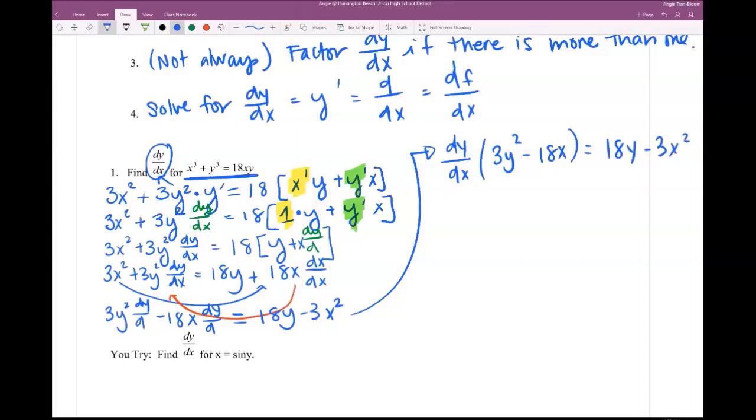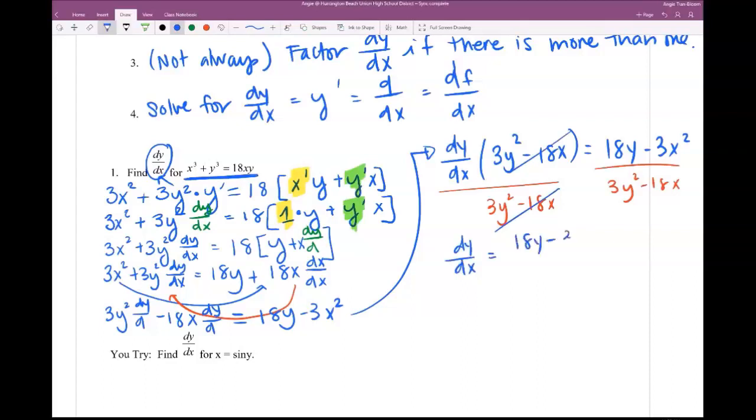Then we are trying to find the derivative, which is dy/dx. So we are now going to divide both sides by 3y squared minus 18x. Then from here, that's canceling. So dy/dx, which is our final goal, equals 18y minus 3x squared all over 3y squared minus 18x.